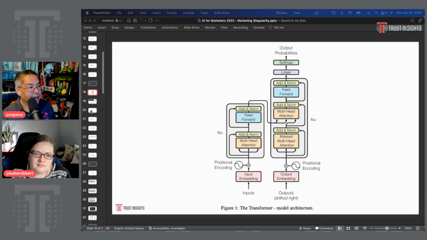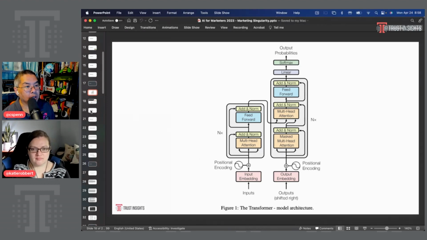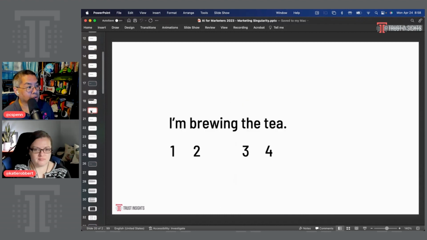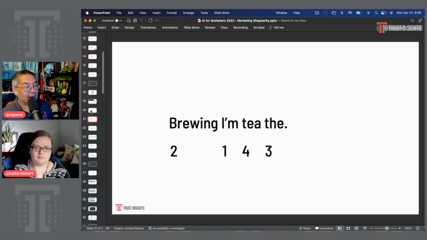Embeddings: software and computers can't read. They have no understanding of words. What they can do is understand numbers. So if I say I'm brewing the tea, when a large language model starts being constructed, computers take all the words and all that text that you provided and start assigning them numbers. And what's important here is that there's numbers, but there's also position. If I say brewing I'm the tea, if that's in the text, the order of the numbers changes. That's what's called positional encoding, the position of the words.